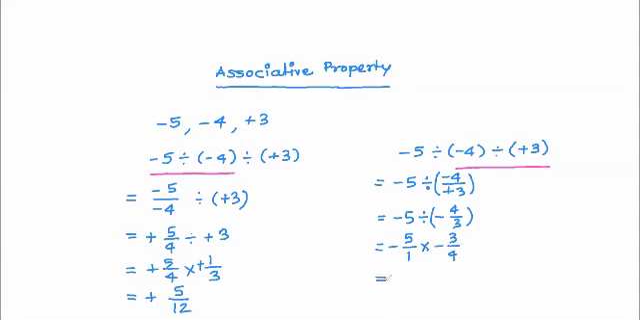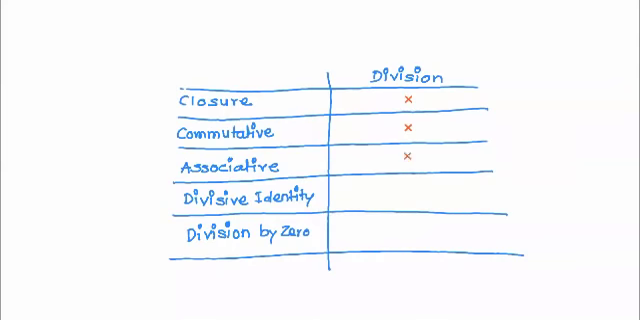So the answer: minus two negative numbers, same sign gives us a positive sign as a result. 5 into 3, 15 upon 4. Now we can clearly see here again that +5 upon 12 and +15 upon 4 are not equal. So that indicates that integers are not associative under division.